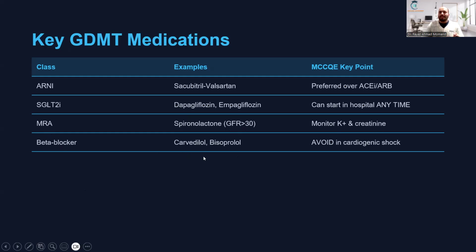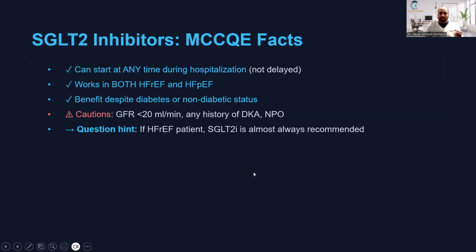Beta blockers, carvedilol and bisoprolol, are medications that reduce the heart rate and help with mortality in heart failure. We do not use them during shock, in cardiogenic shock, in patients with acute cardiogenic shock-like symptoms, or when their blood pressure is low. Other than that, we use them in heart failure to reduce mortality.